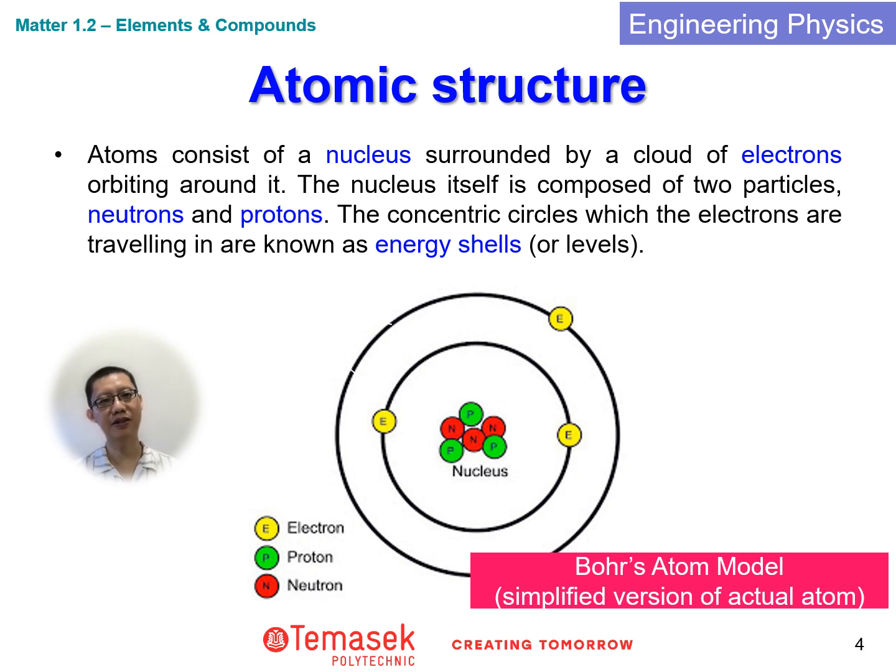Each atom has a core called the nucleus. Inside the nucleus, there are protons, positively charged, and neutrons, neutral. Surrounding this nucleus is a cloud of electrons, which are negatively charged. Electrons move around in paths called energy shells, which are specific distances from the nucleus.